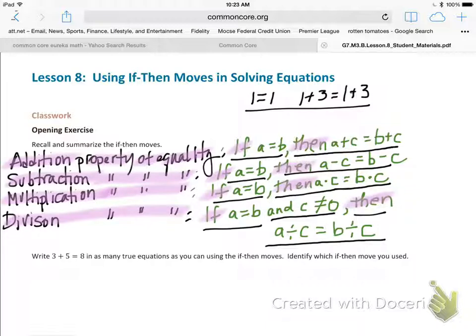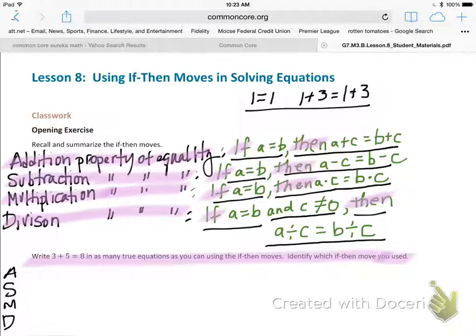This activity asks you to write 3 plus 5 equals 8 and as many true equations as you can using the if-then moves, and identify which if-then move you used. But I'm going to clarify that and make it a little more specific. Go ahead and give me an example of the addition property of equality, the subtraction, the multiplication, and the division.